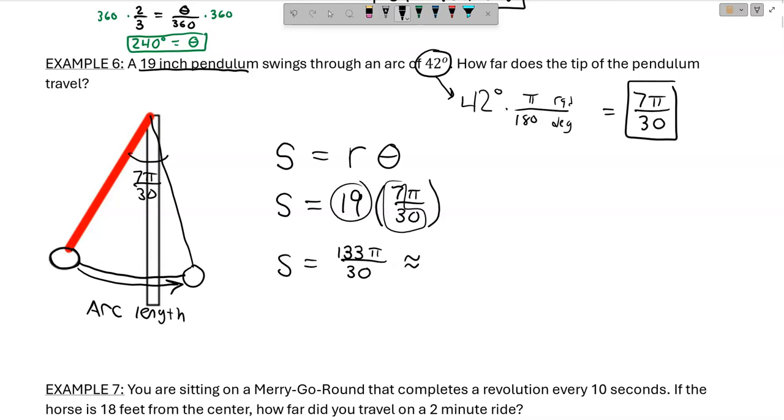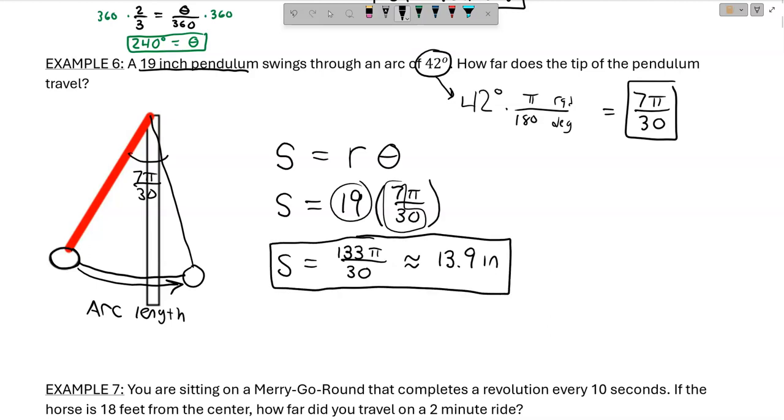The approximation of that is going to be roughly 13.9 inches. So if you write it in exact form, it's 133 pi over 30. Our approximate answer is going to be 13.9.